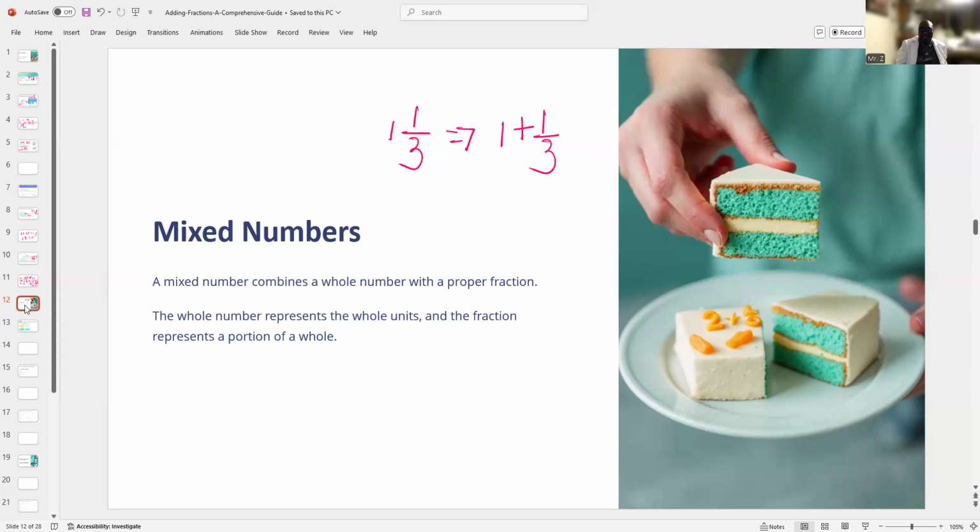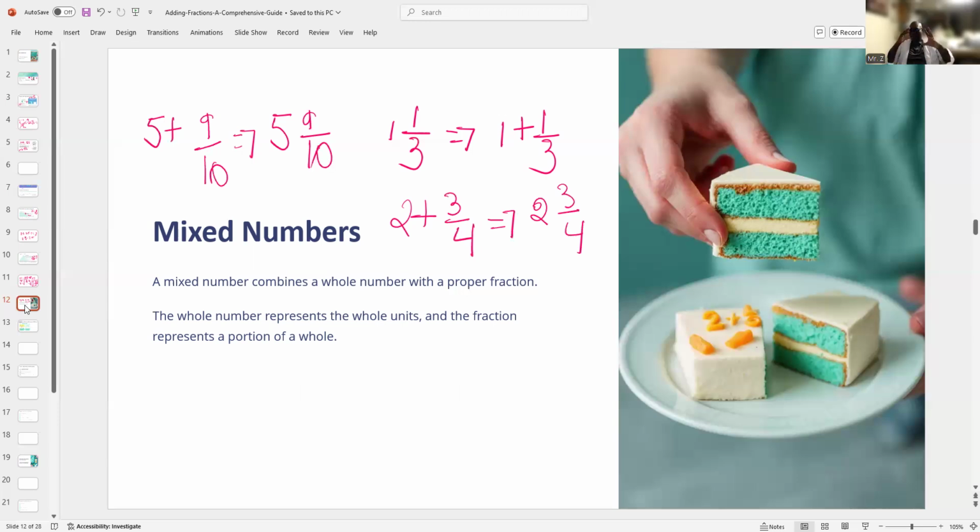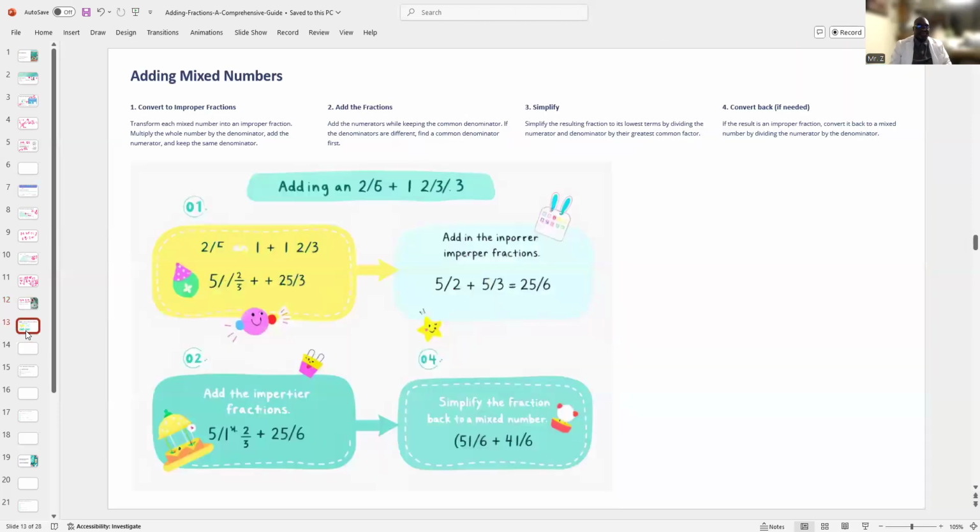Example, if I have 2 plus 3 over 4, this becomes 2 3/4. Same concept: if I have 5 plus 9 over 10, it's a whole number plus a proper fraction, so this becomes 5 9/10. It's always great to keep that in mind, just in case you come across a question like this. So we learned about a mixed number.